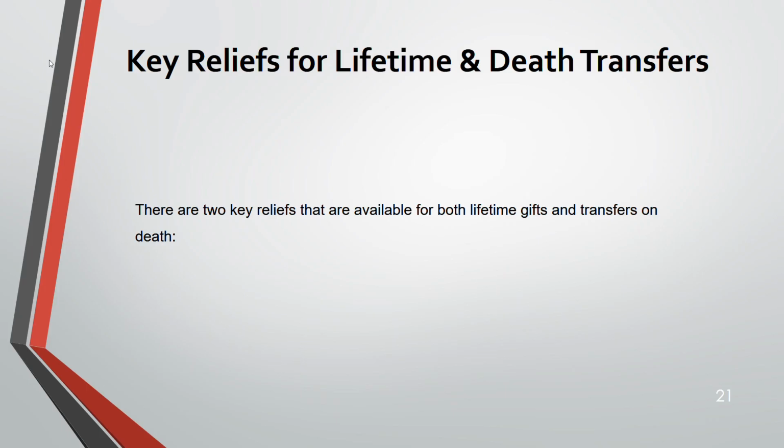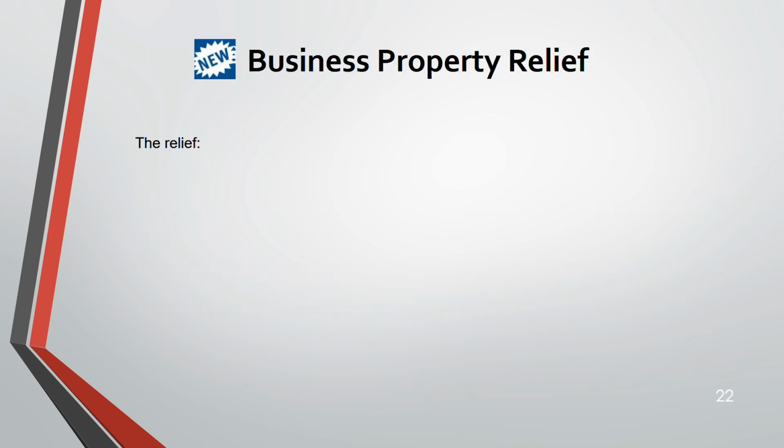Next, from the valuation rules, we are moving on to the reliefs for lifetime and death transfer. Two key reliefs are there. This is available for both lifetime and transfers on death. They are BPR and APR. BPR relief is given automatically if conditions are satisfied. You don't have to make any claim.